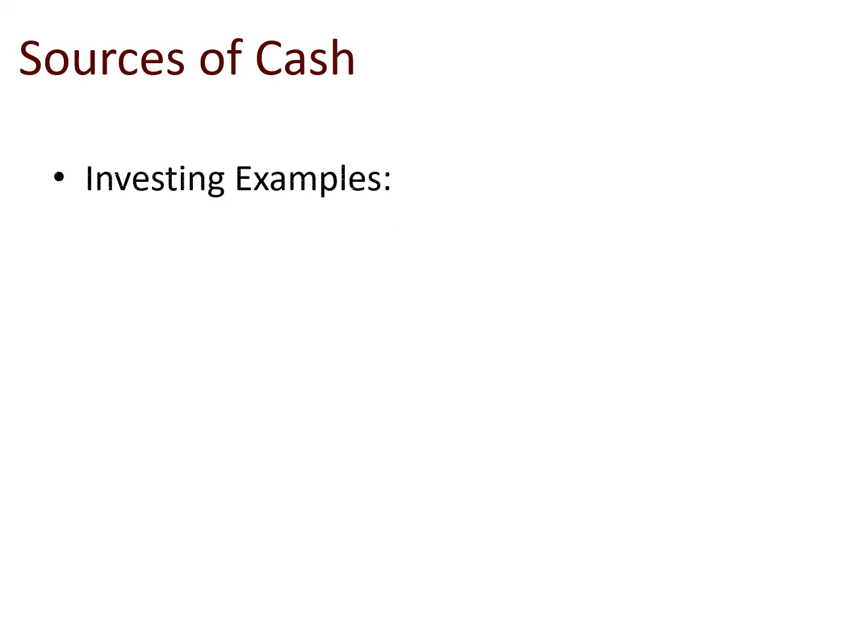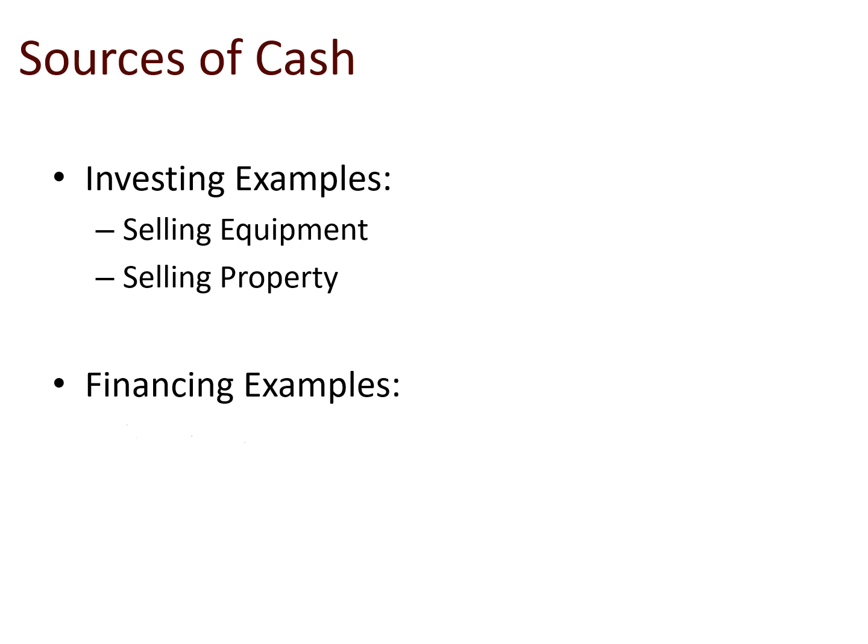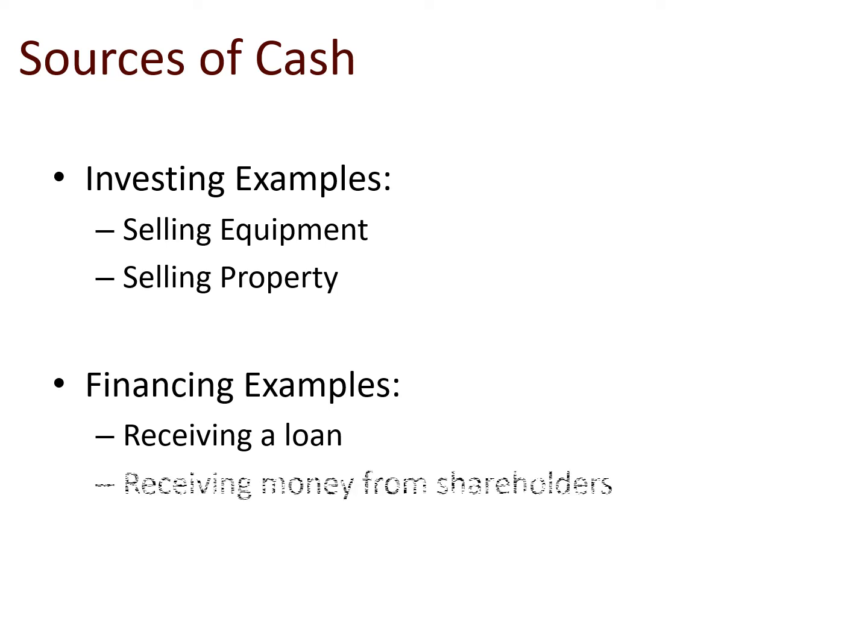Other sources of cash, for example from investing, include selling equipment. If you have equipment that's not needed and you sell it, that increases cash. Selling property could also increase cash. So anything with property, plant, and equipment, if we can use less of that, it'll increase cash. Financing examples include receiving a loan. If we get a loan, that increases the amount of cash available on the balance sheet. Or receiving money from shareholders.